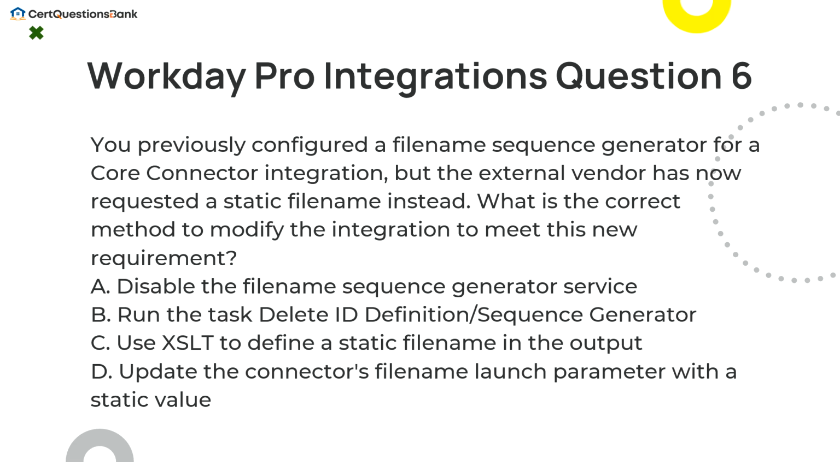You previously configured a filename sequence generator for a core connector integration, but the external vendor has now requested a static filename instead. What is the correct method to modify the integration to meet this new requirement? A. Disable the filename sequence generator service. B. Run the task delete ID definition, sequence generator. C. Use XSLT to define a static filename in the output. D. Update the connector's filename launch parameter with a static value.